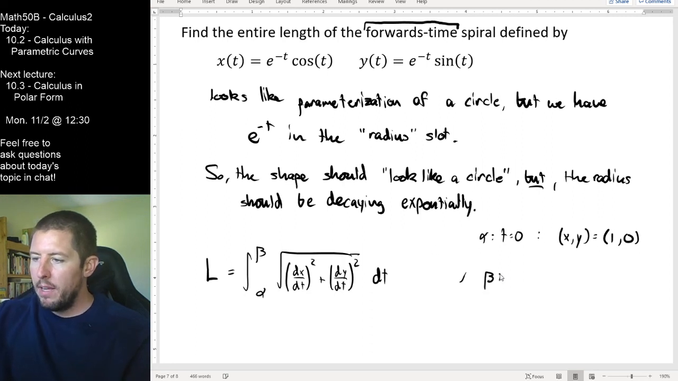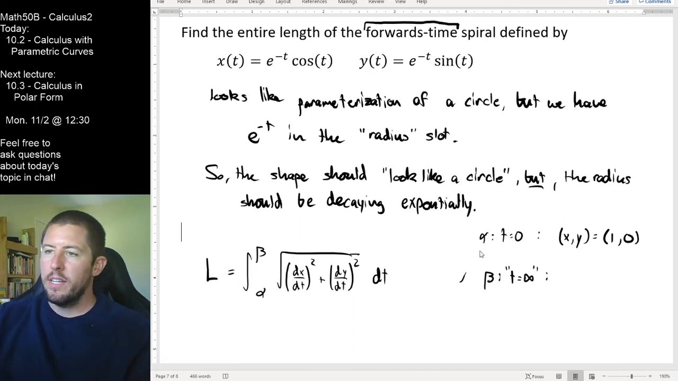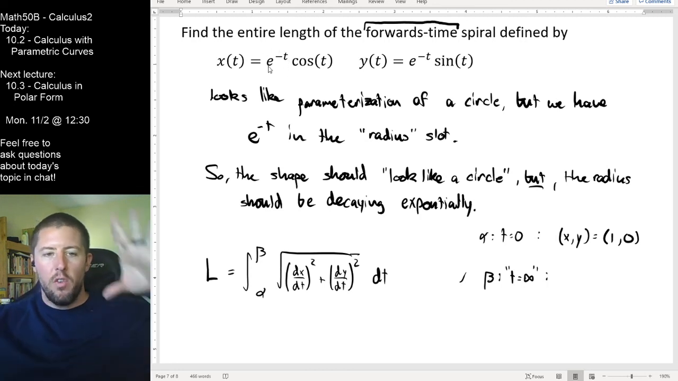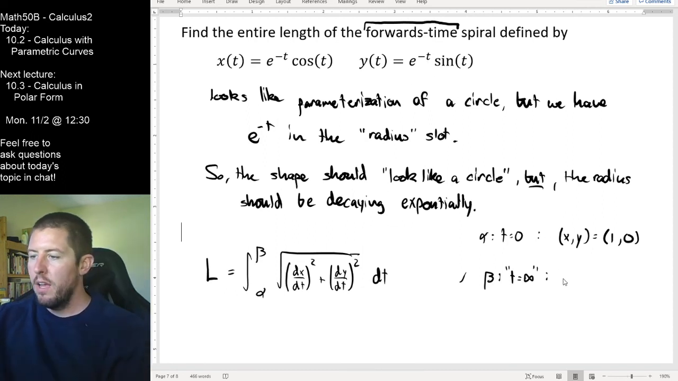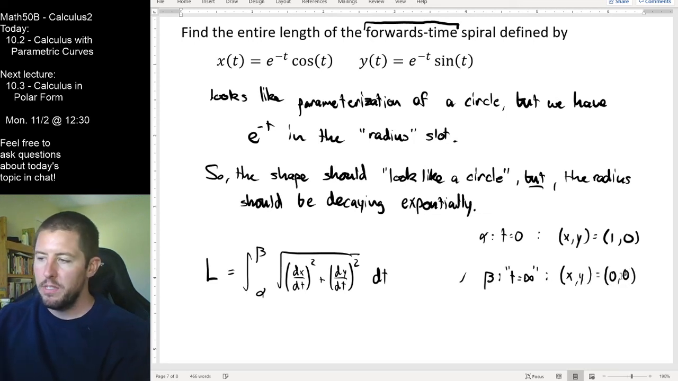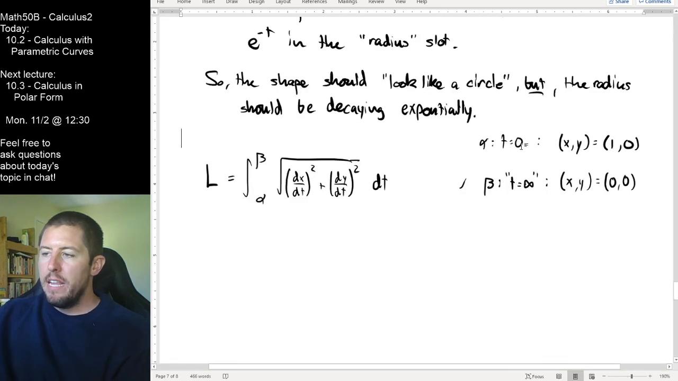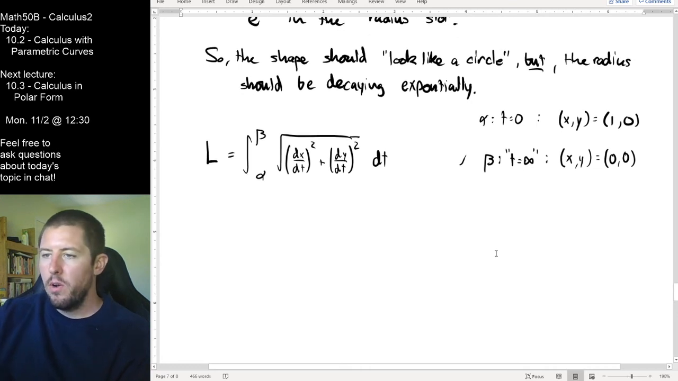But what's up with beta? This is going to be time equals infinity. As we get infinitely large values for t, our radius is going to have decayed down to essentially 0 in both of these cases, so we should be ending up at the origin. I know that by taking the limits of my negative exponential functions. These times are what we're going to use as our bounds. Now let's compute our dx/dt and dy/dt.